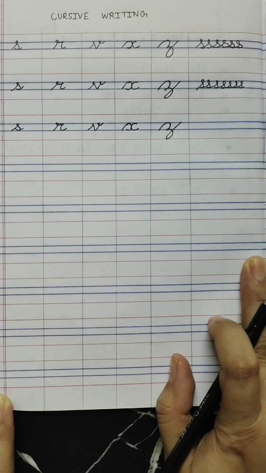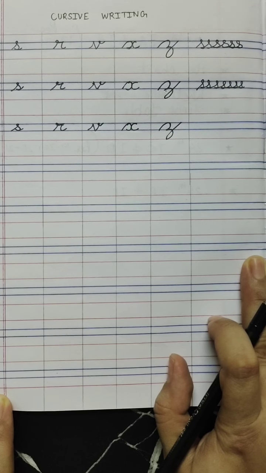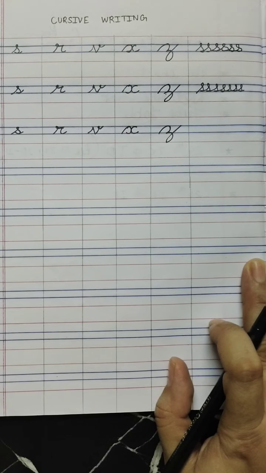So you will be able to make these formations. You have to practice this in your copy and write one full page. And you have to use a dark HB pencil and not pen. I am using pen just for the clarity of the video.